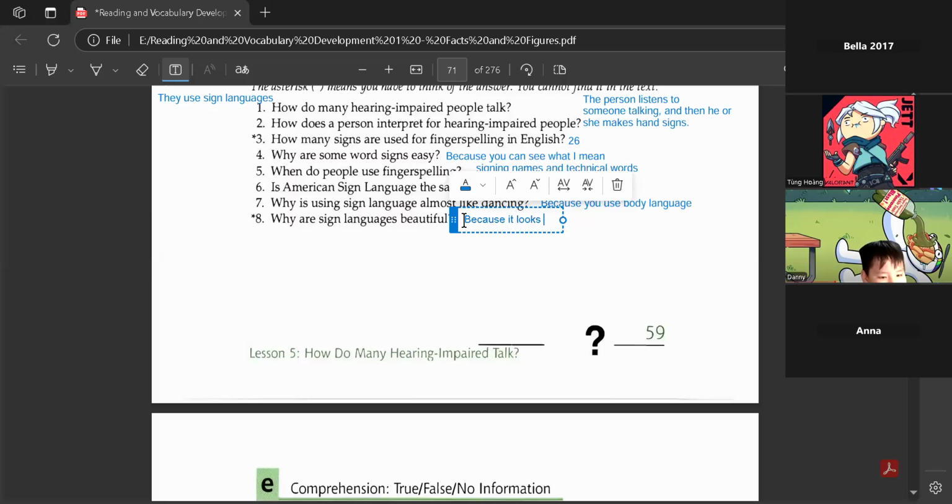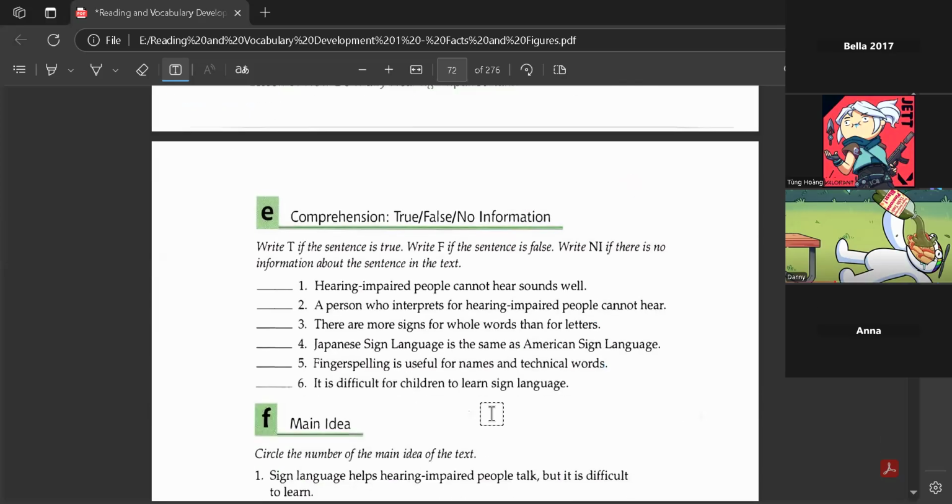Okay, because it looks like dancing, and dancing is beautiful. Simple as that. Because dancing is beautiful, so it's beautiful. And using sign language looks like dancing.